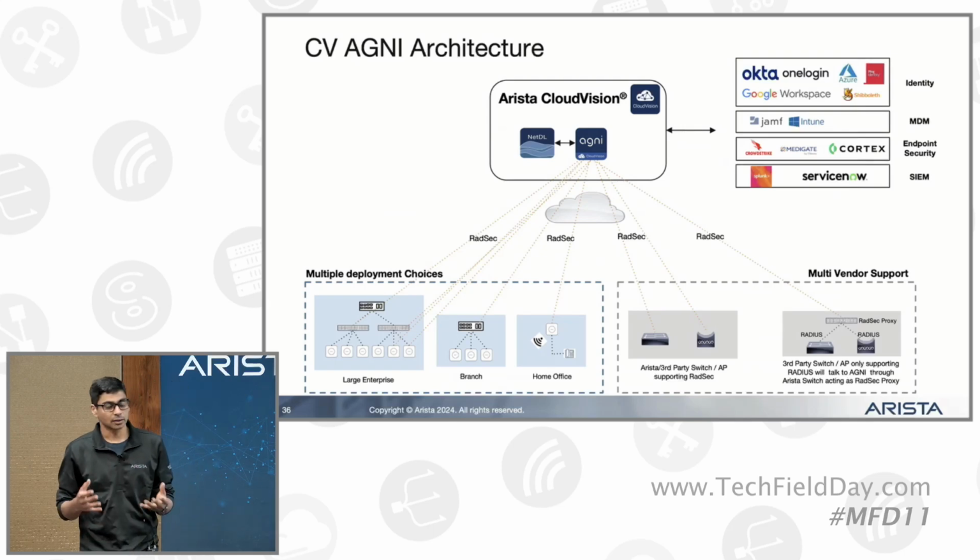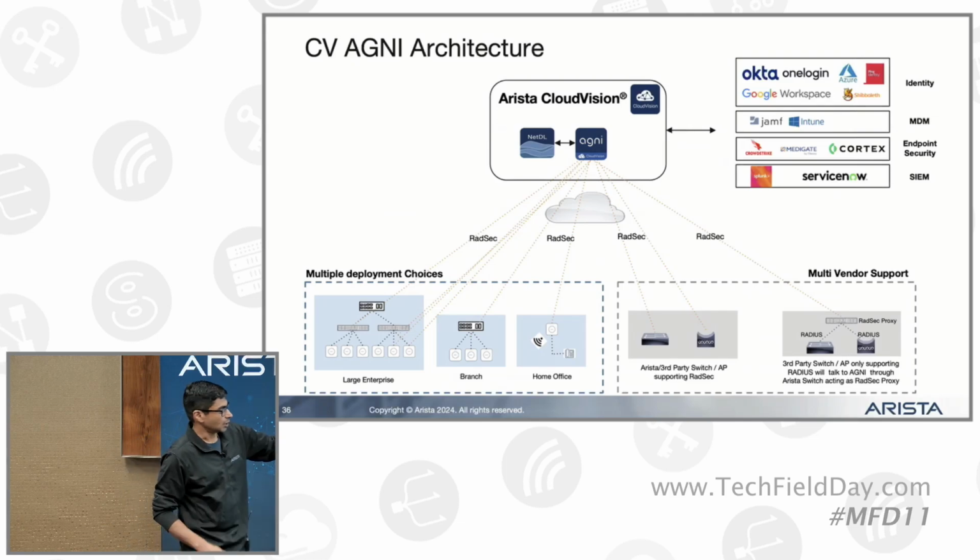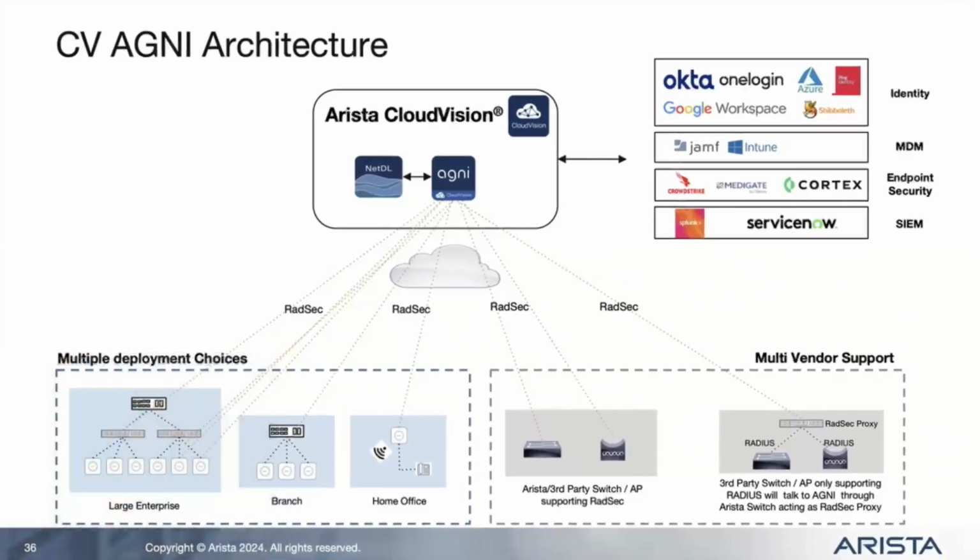But in case there are customers that are running antiquated devices and operating systems that don't support RADSec, in those cases you can have one of our switches running EOS act as a RADSec proxy. It doesn't have to be a physical appliance. It can be a virtual EOS appliance. You can install this in your data center or even in AWS, and that can act as the RADIUS RADSec proxy, terminating RADIUS from the network and talking back to AGNI using RADSec.